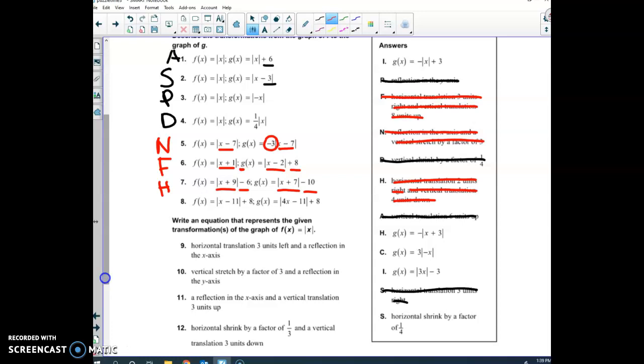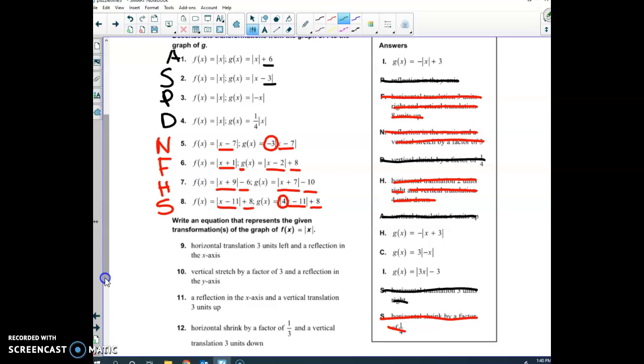And then for number 8, we both have an x minus 11, x minus 11, +8, +8. The only difference here is this 4. And remember, when a 4 is inside the absolute value bars or parentheses, it's a horizontal movement. And remember, horizontals are the ones that are kind of backwards. So since it's 4, we're going to flip it, and we're going to make it 1/4. And so it's going to be letter S here. We have a horizontal shrink by a factor of 1/4.